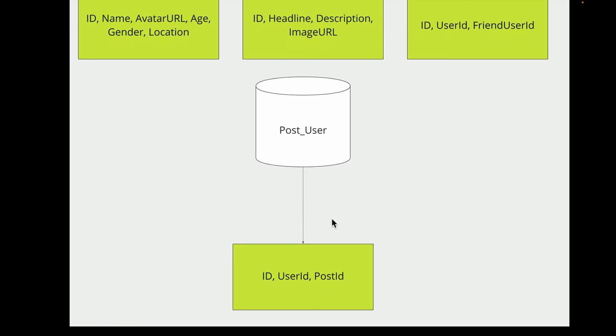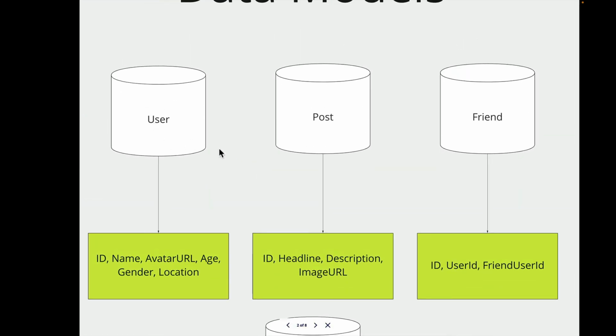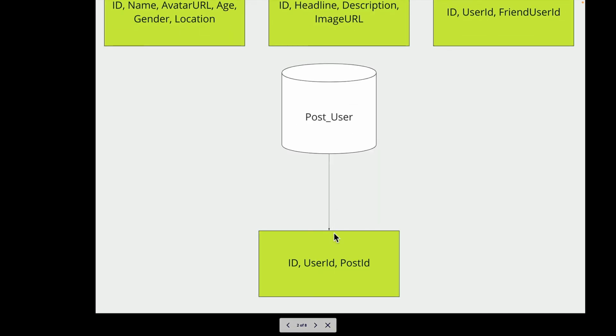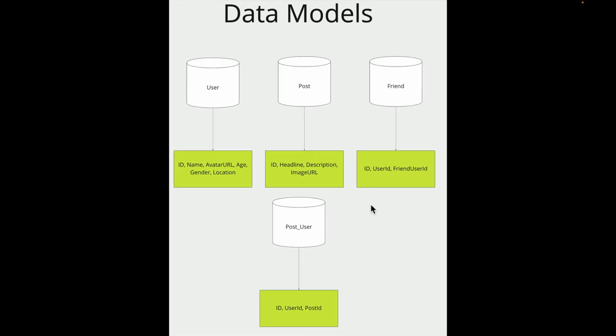And finally, we have the post user table. This is going to be a mapping between the user ID and the post ID, which is going to be an ID from the user table and an ID from the post table. And this is going to be the mapping between a post and the owner or the creator of that post. So that's going to be all the tables that we need. Of course, in a system like a newsfeed, it can get very complex and you can have multiple data warehouses, data lakes, or even other NoSQL databases.